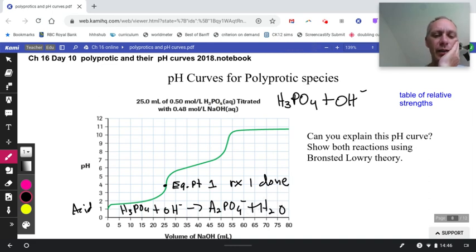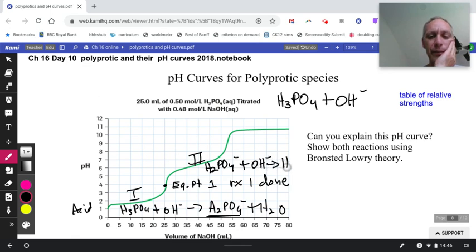Okay, so what happens in, we'll call that region 1. Region 2, what happens in region 2? Our next reaction, which is this diprotic acid. H2PO4 minus reacts with hydroxide to make HPO4 2 minus and water. Now that finishes right there. That's about the middle of the steepest slope of the curve. So we call that equivalence point 2.